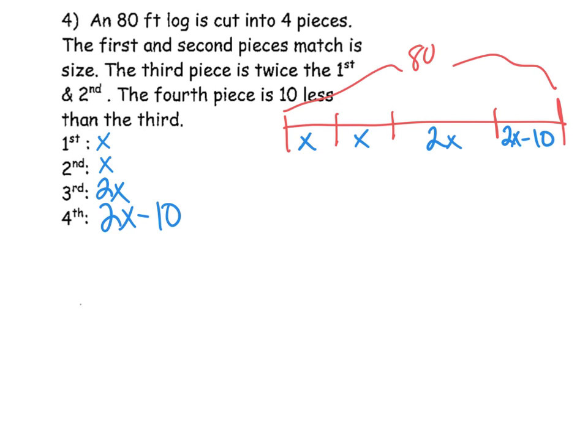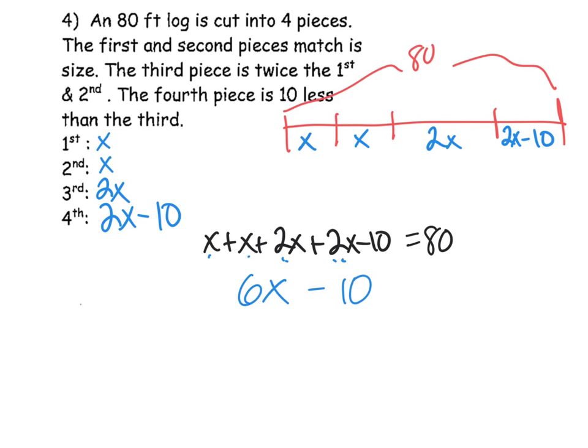All of those pieces added together make 80. So my equation needs to look like that. First plus second plus third plus fourth. Here we go. First plus second plus third plus fourth equals 80. Okay, write that down. Equals 80. You know it. Oh, that was good.